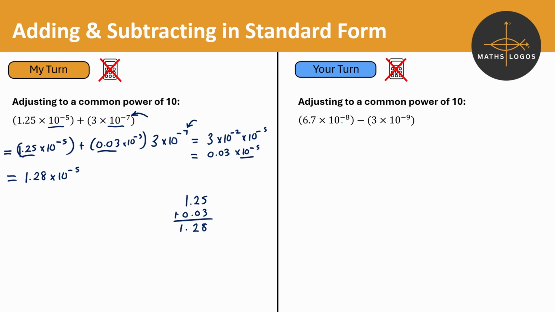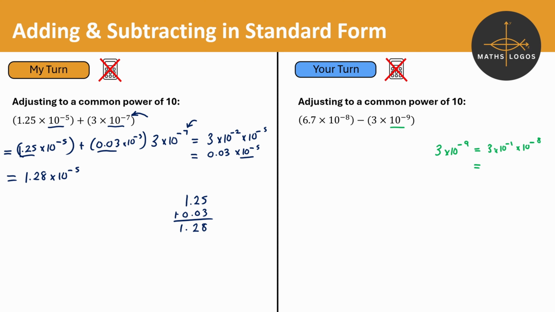I've got 6.7 multiplied by 10 to the negative 8, and I'm taking away 3 multiplied by 10 to the negative 9. We're going to adjust the 3 multiplied by 10 to the negative 9 because that is actually the smaller number. And we want to bring it down so it's written as 10 to the power of negative 8. So off to the side, I'll write 3 multiplied by 10 to the negative 9. I'll take one of my 10 to the negative ones and rewrite it as 3 multiplied by 10 to the negative 1 multiplied by 10 to the negative 8.